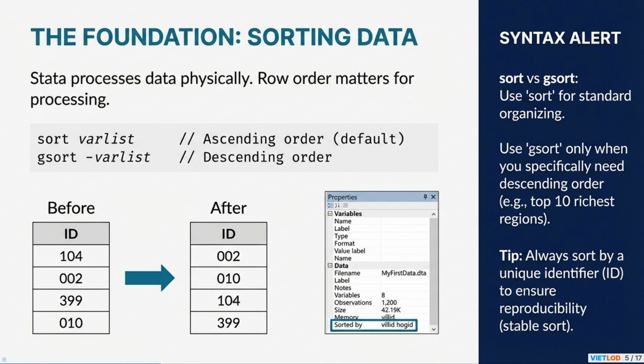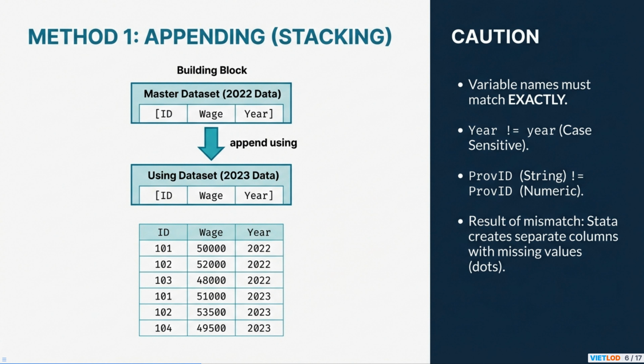A critical best practice is to always sort by a unique identifier, like a person ID or a firm ID, whenever possible. This ensures reproducibility and what is known as a stable sort. If you have a dataset of students and you want to process them by their unique ID, you would use the command sort student ID. If you wanted to see which students had the highest test scores, you would use gsort -test score. Now that we understand the importance of sorting, let's look at our first method for combining data, appending.